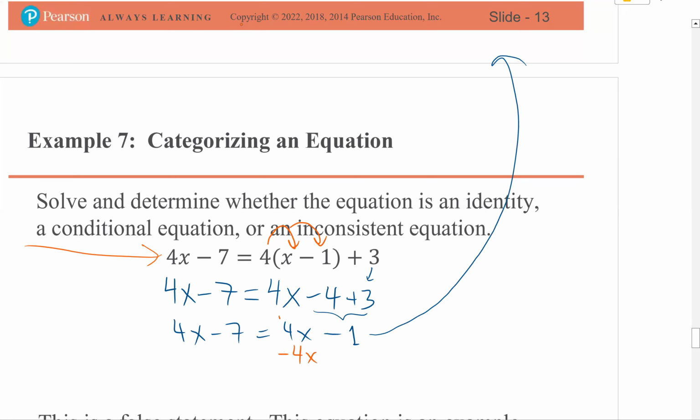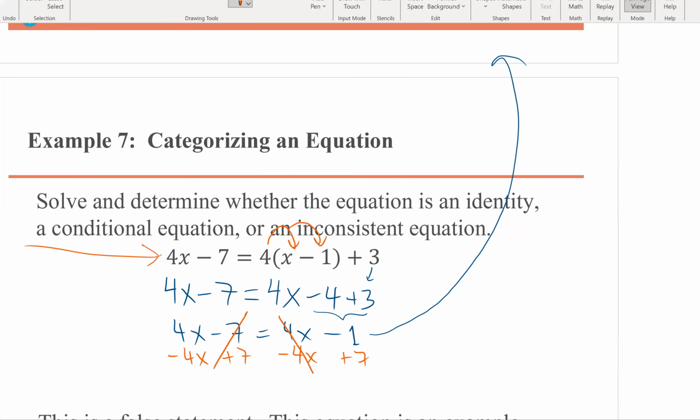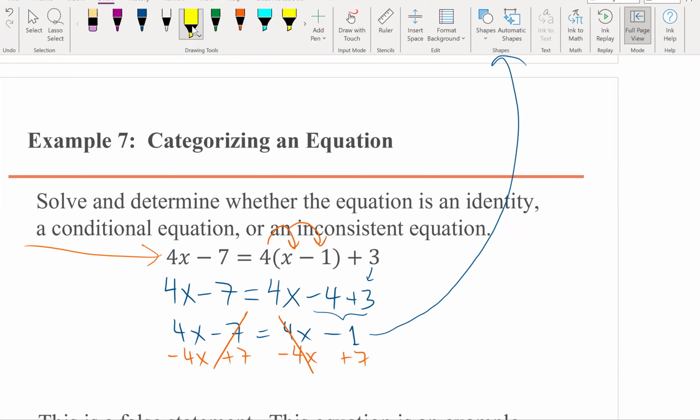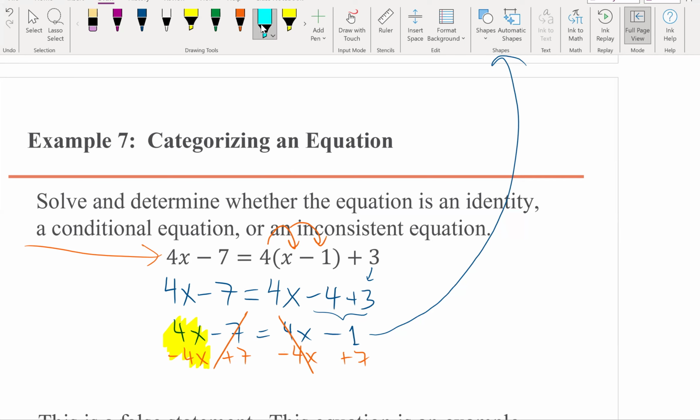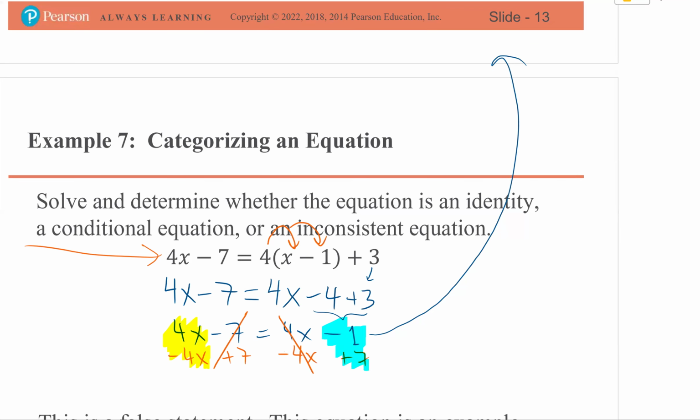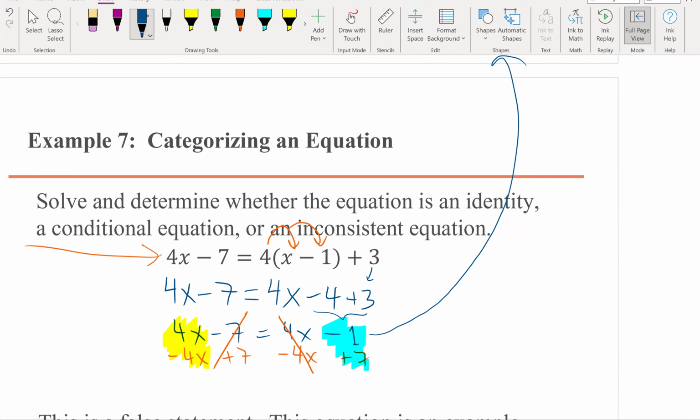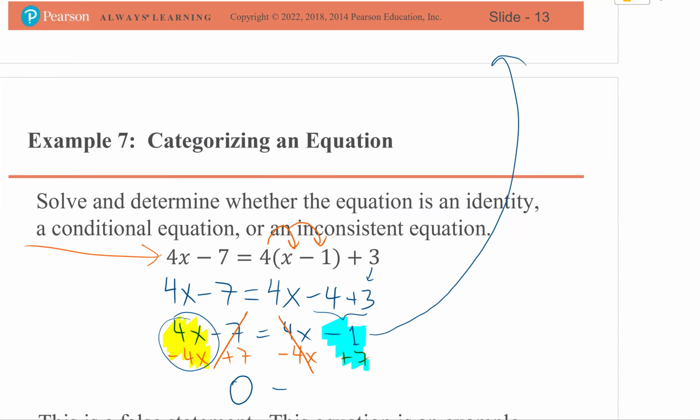I'm going to move this 4x to the left side and this 7 to the right side, because like I said, I always move the constant terms to the right and the variables to the left. So these two will be combined. All my variable terms are together, and all my constant terms are together over here. The left side, 4x minus 4x, is 0. And then on the right side, I've got negative 1 plus 7. That's 6. This is a statement that says 0 is equal to 6. That's never true. I'm no math teacher, but I'm pretty sure 0 is not equal to 6 ever.